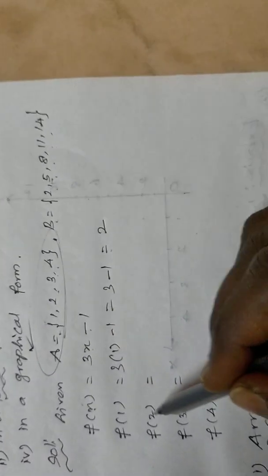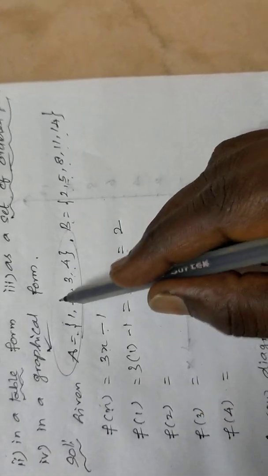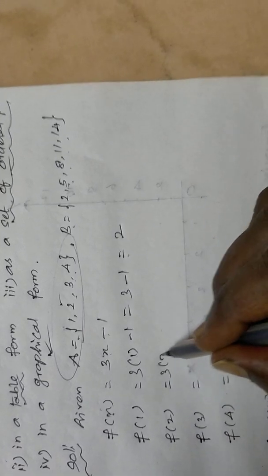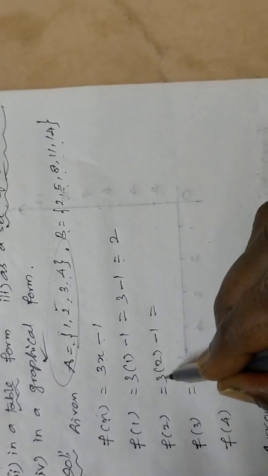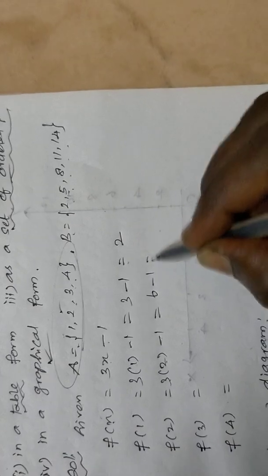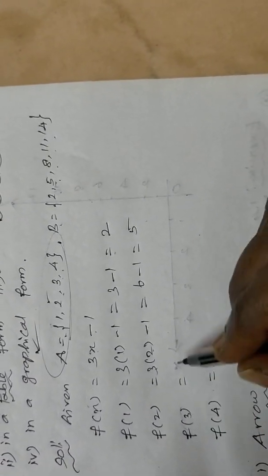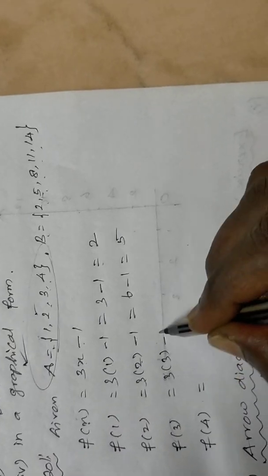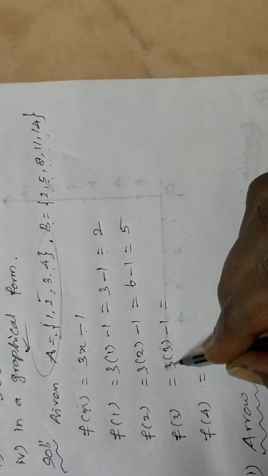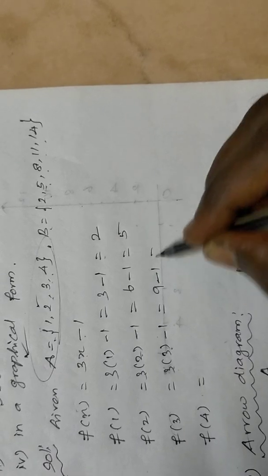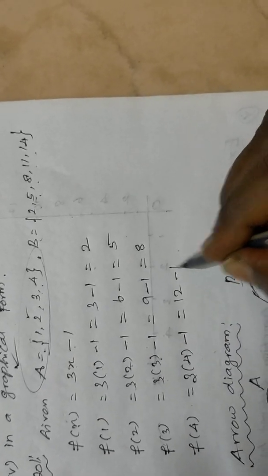Okay. Then next, x equal to 2. So 3 into 2 minus 1. 3 twos are 6, minus 1 equal to 5. Next, f of 3. So 3 into 3 minus 1 is equal to 3 threes are 9, minus 1 equal to 8. Then f of 4. So 3 into 4 minus 1. 3 fours are 12, minus 1 equal to 11. Okay.